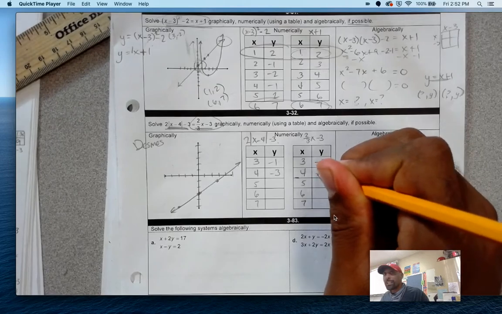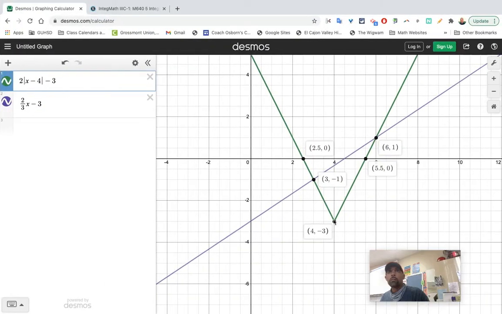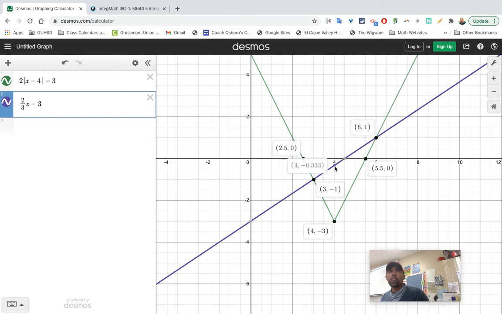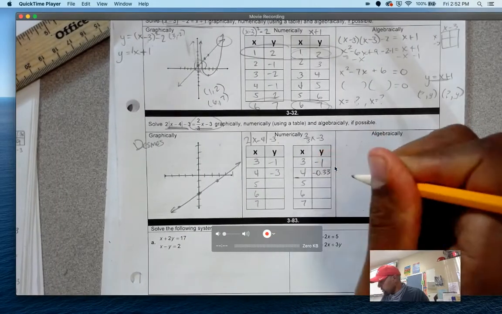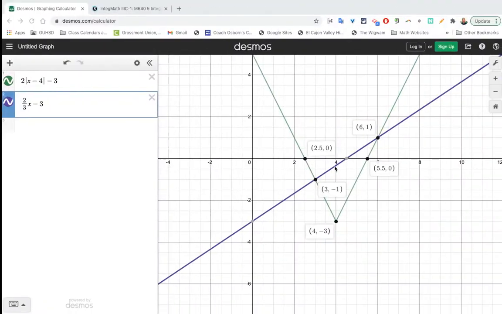It's not going to be the same for this guy. At 4, this is equal to like negative 0.33. Negative 0.33. Okay, let's go back over here.